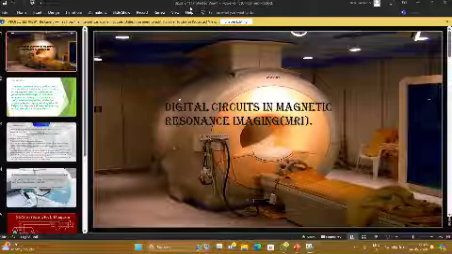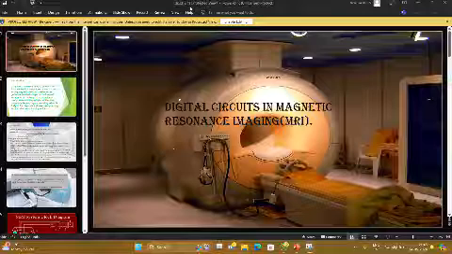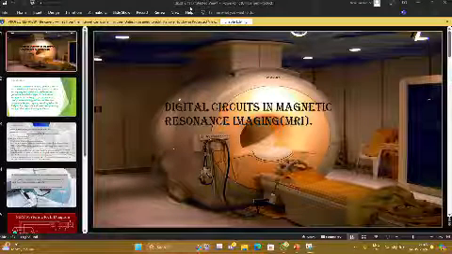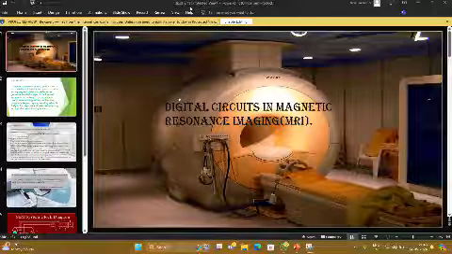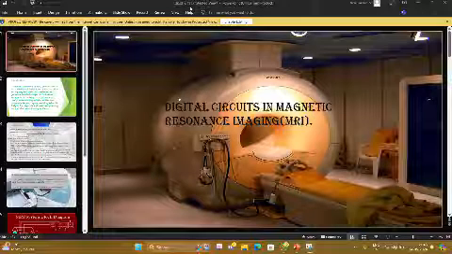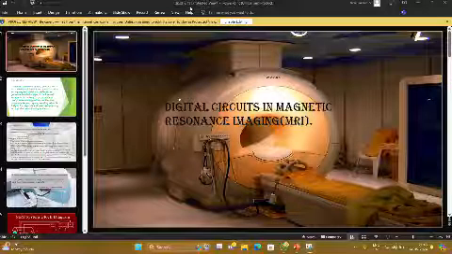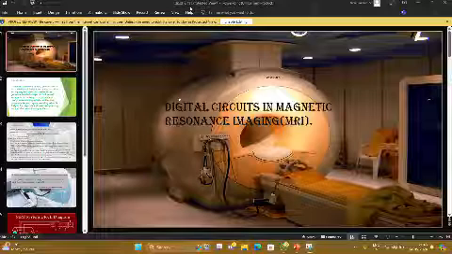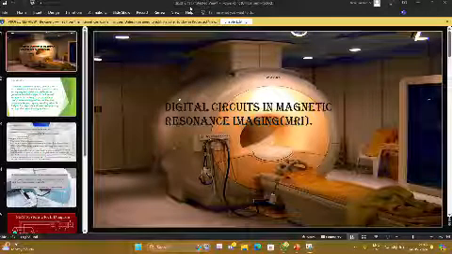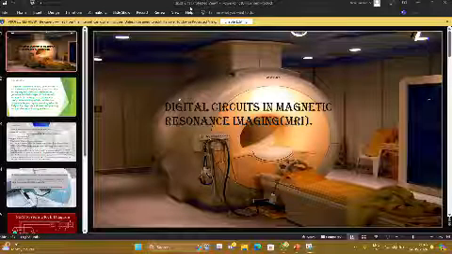Hello guys. So today we are going to discuss the presence of digital circuits in magnetic resonance imaging, MRI, machine. So talking about digital circuits, first you need to know what digital circuits are. Digital circuits are electronic circuits that operate on digital signals, which have discrete values representing two states: one is 0 and the other is 1.